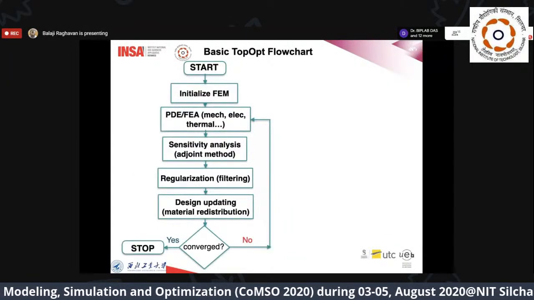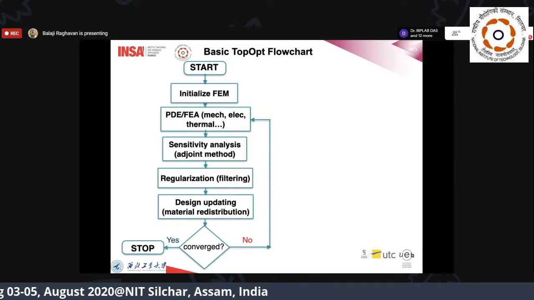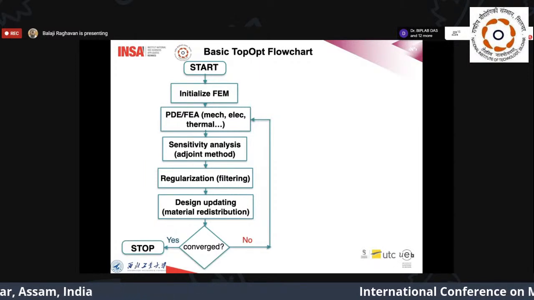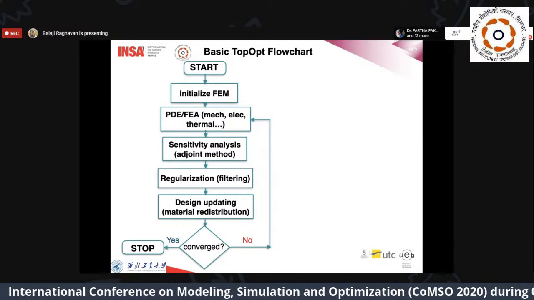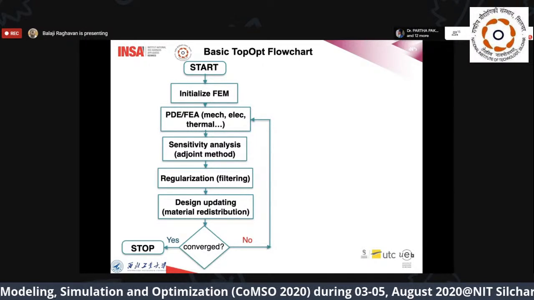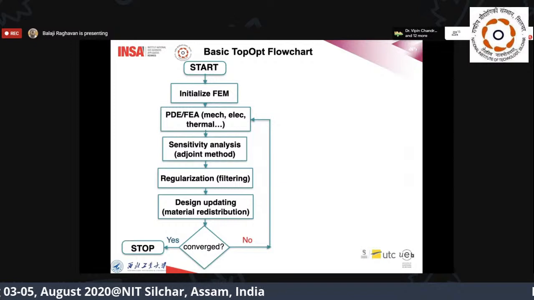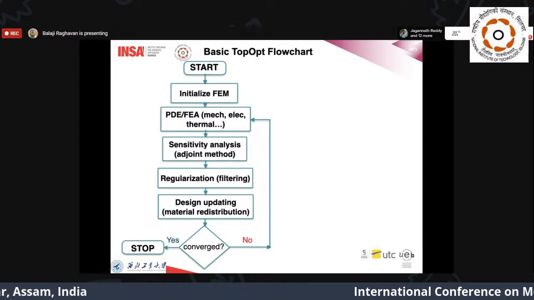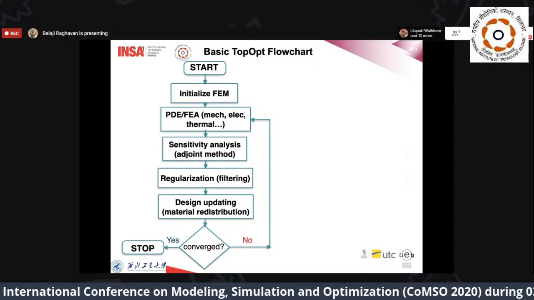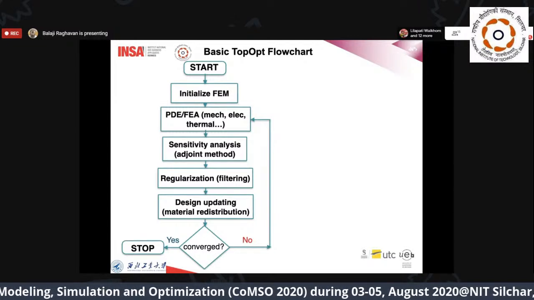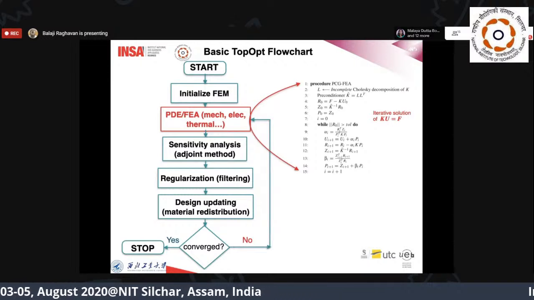So the basic topology optimization flowchart looks a bit like this. There's the FEM part. You have to define your PDE correctly. And then within each optimization iteration, you first have to do the FEA. Then you can do the sensitivity analysis. Generally, the gradients are obtained by the adjoint method, as Sugata probably described yesterday. There's some kind of filtering for regularization to limit mesh dependence, and obviously for stability reasons. And then you have to have some kind of design updating scheme. That means the material redistribution, till convergence. This is the meat and potatoes of it generally, okay?